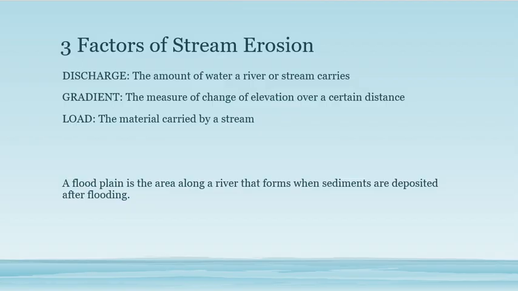Three factors of stream erosion. There's discharge, which is the amount of water a river or stream carries. Gradient, which is the measure of change of elevation over a certain distance. And load, the material carried by a stream. A floodplain is the area along a river that forms when sediments are deposited after flooding.